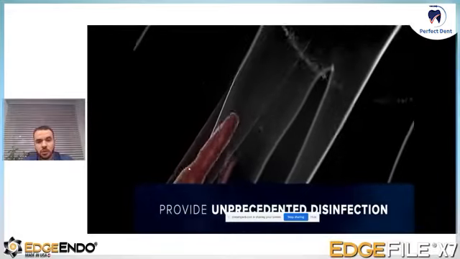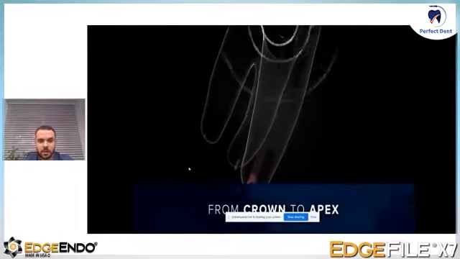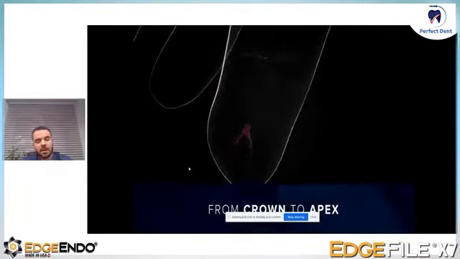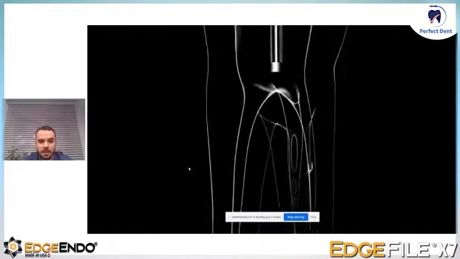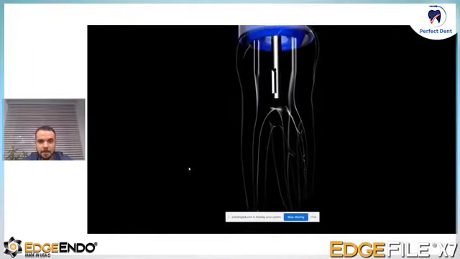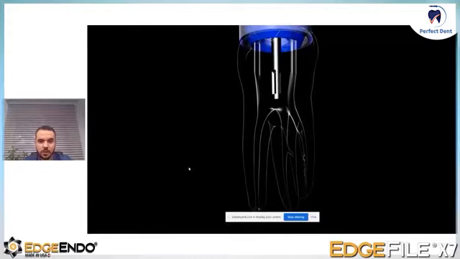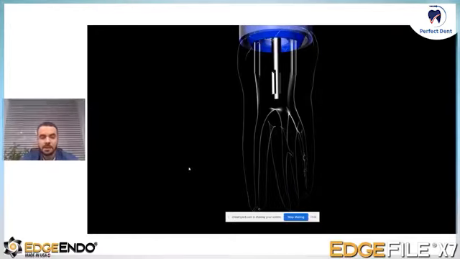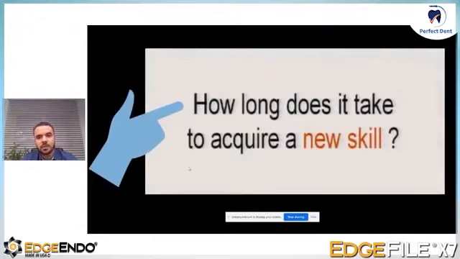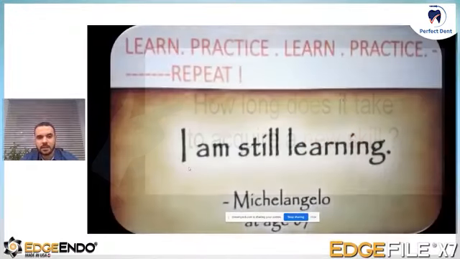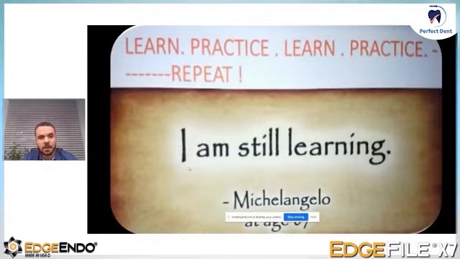GentleWave is one of the futures of endodontics. Researchers have done work in this field to allow using the device in our practice, but the device is costly, not easy. It's about the high price. How long does it take to acquire new skills? It's about learning, practice, learning, and practice and repeat.